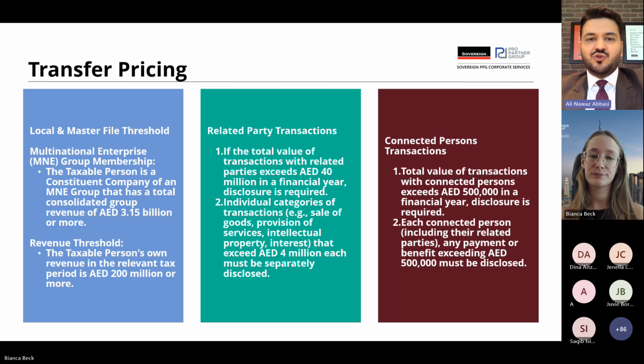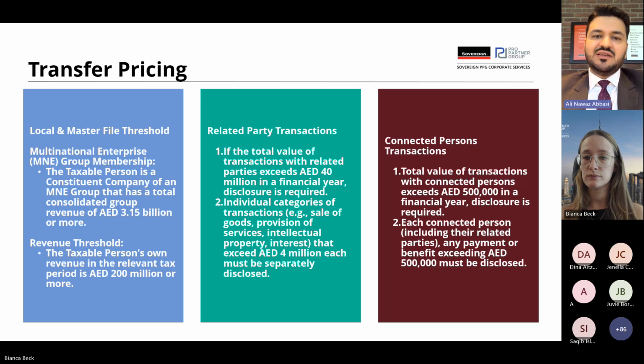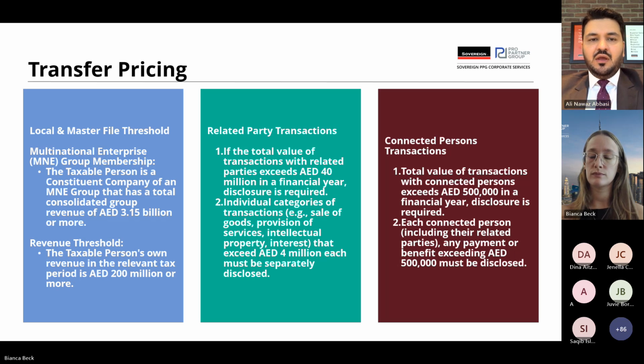Second is the related party schedule threshold. If your aggregate value of all transactions with related parties exceeds 40 million dirhams in a tax year, then a related party schedule needs to be prepared. Third is the connected person schedule. If the total value of transactions with connected persons in a tax year exceeds 500,000 dirhams, then a connected person schedule needs to be prepared. It is important to mention here that these thresholds do not exempt you from the requirements of transfer pricing. So even if you are below the threshold, you need to comply with the transfer pricing regulations and ensure that all your related party or connected person transactions are done on an arm's length basis.